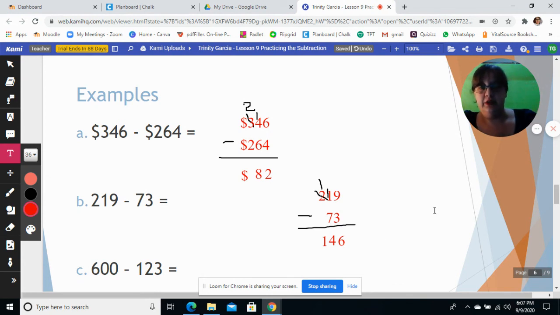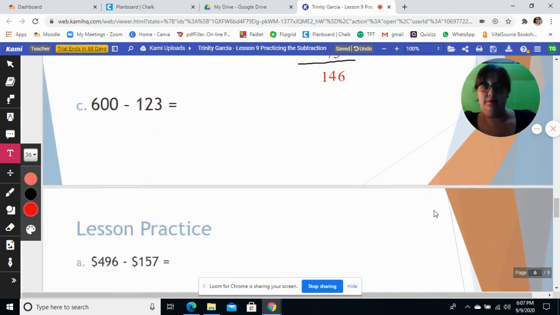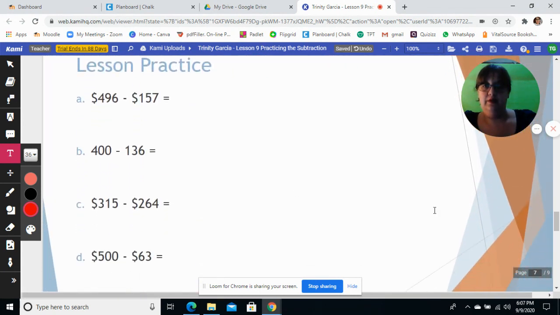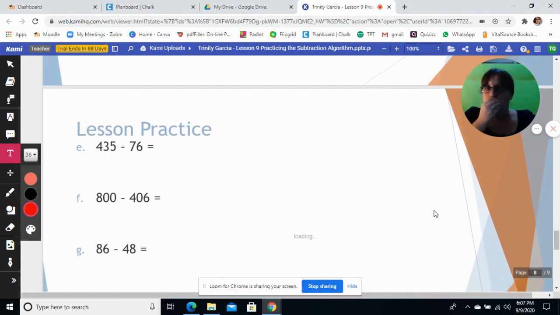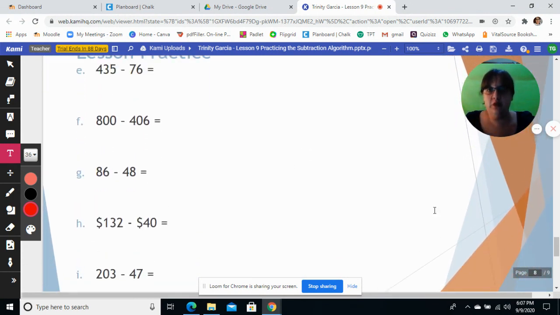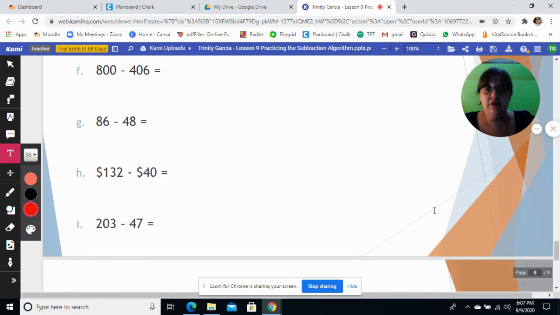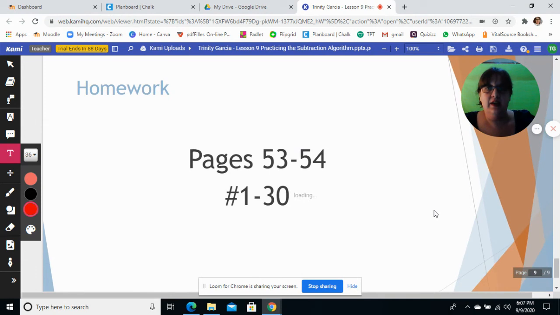Okay, I'm going to let you do the last one on your own. When you're ready, you can push play. All right, and here are a couple more lesson practices to do. Go ahead and take some time and write those down on your paper. Push play when you're ready. We're going to skip these ones. If you want to do them because you need more practice, you can do that. But I am giving you permission to skip E through I. So go ahead and skip E through I. And then you're going to do your homework, pages 53 through 54, numbers 1 through 30.